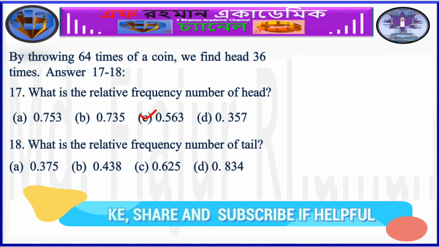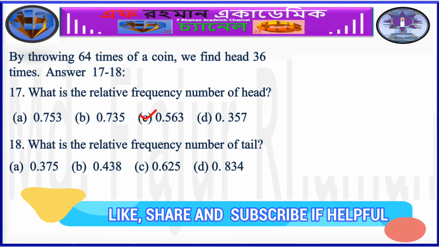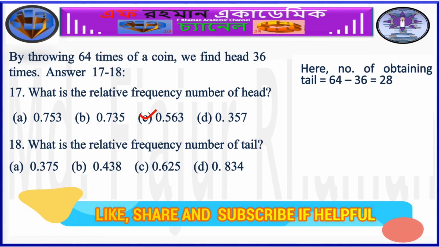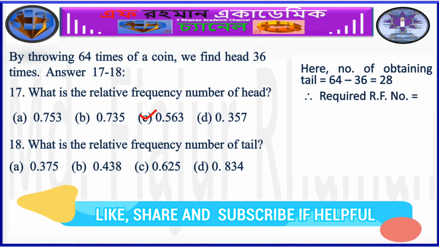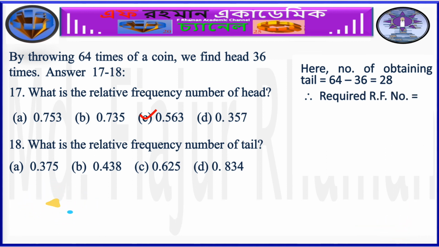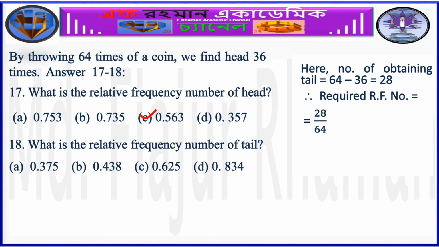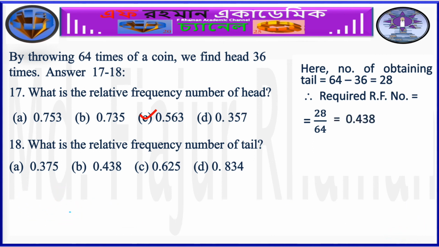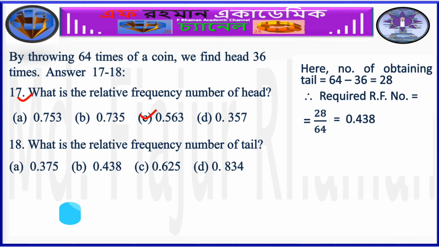MCQ 18. What is the relative frequency number of tail? Let us find out the correct answer. Here, number of obtaining tail, 64 minus 36 is equal to 28. Therefore, required relative frequency number is equal to 28 by 64 is equal to 0.438. That's why our correct answer is option B.